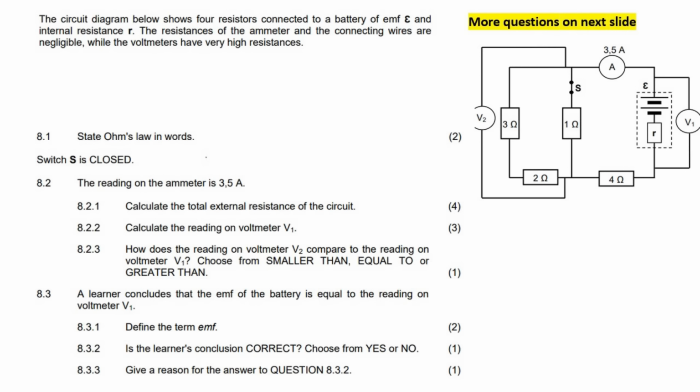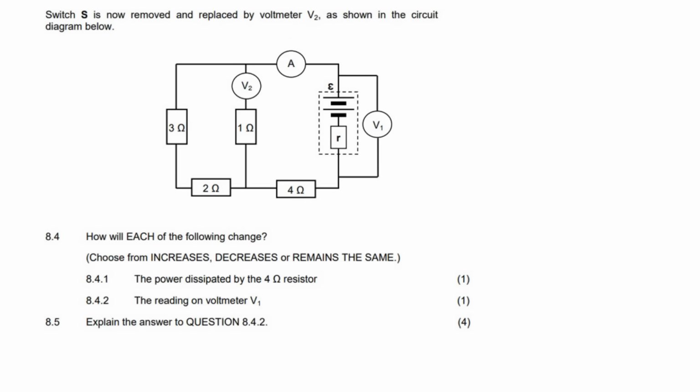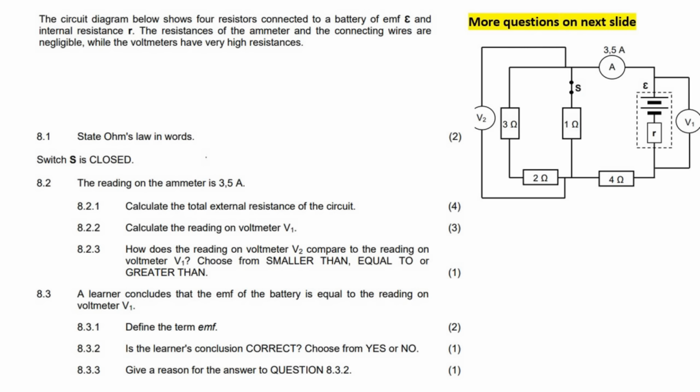The first thing I want to mention about this question is that it does carry on onto the next page, okay? So we've got 8.4 and 8.5 coming up as well. The circuit diagram below shows 4 resistors, 1, 2, 3, 4, connected to a battery of EMF E and internal resistance R. So there they are. The resistance of the ammeter and connecting wires are negligible, while the voltmeters have very high resistance.